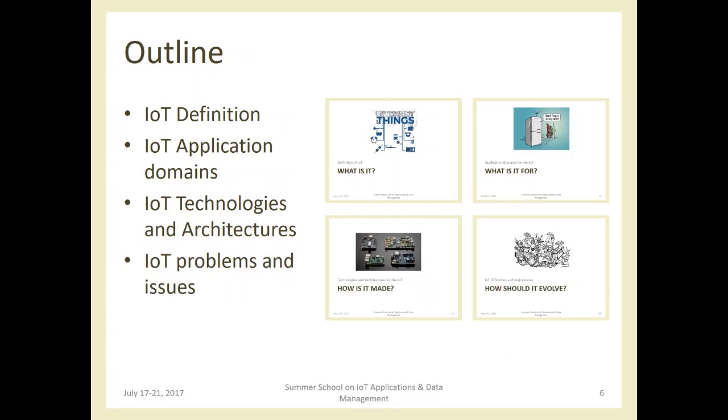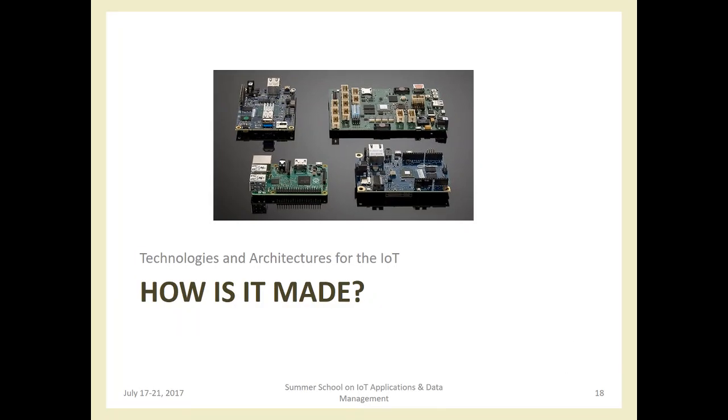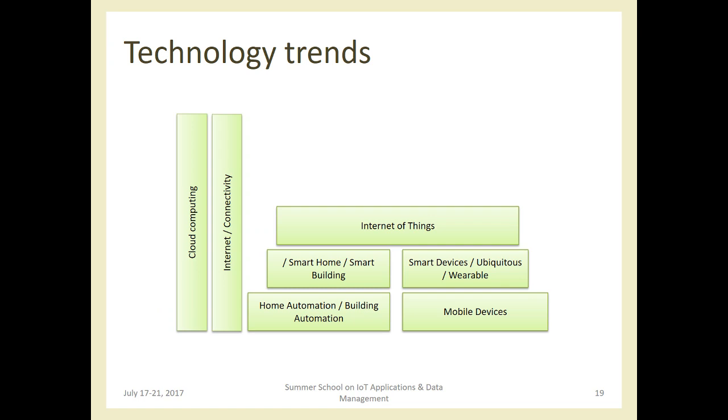So, the application areas are very wide. And the types of industries behind them are also very different. But all of them, in a way, share the same or very similar technologies. More or less robust, more or less costly, with different protocols, with different types of devices and sensors. For example, in the smart home and smart building domain, what do we have?